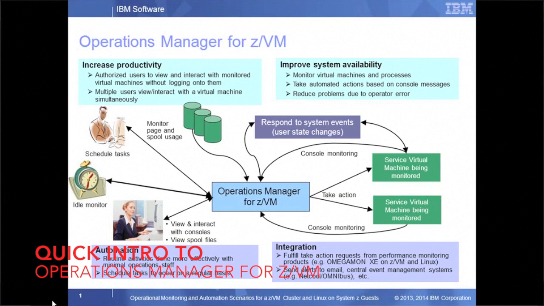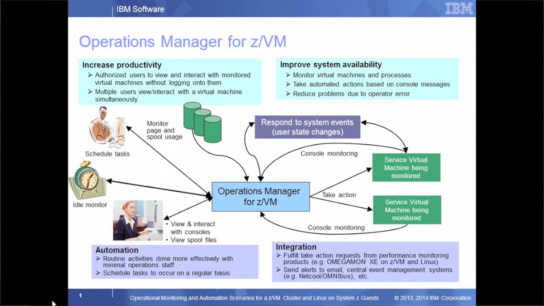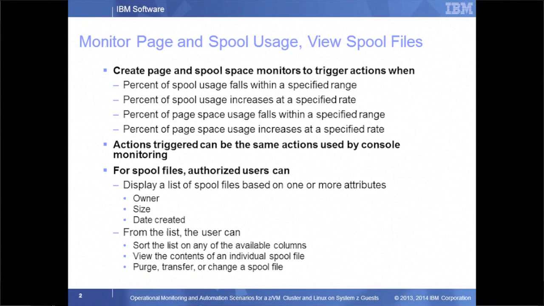This is an IBM product that allows you to monitor and manage your VM system. And of the many monitors that you can use, we're going to focus today on page and spool usage. So in the upper left-hand corner here, we can see that one of the monitors is being able to monitor the page space and the spool space that are on the VM system.